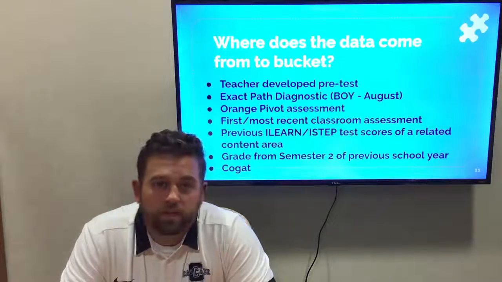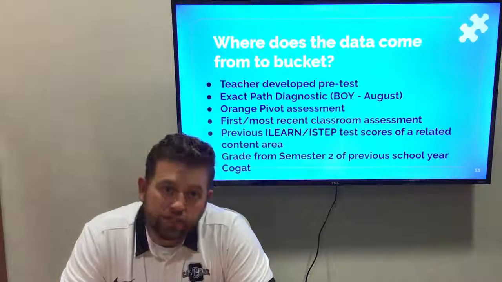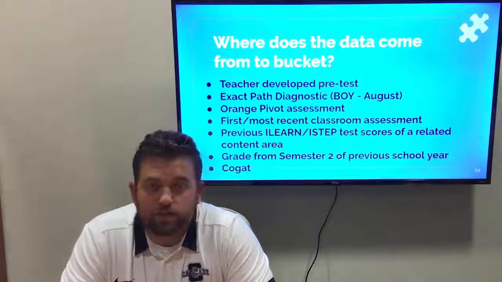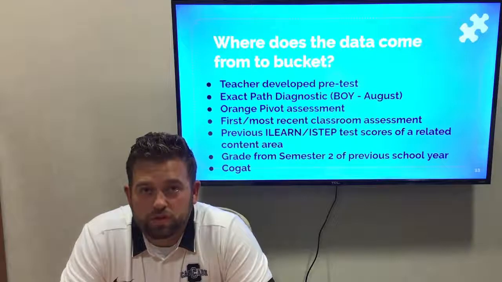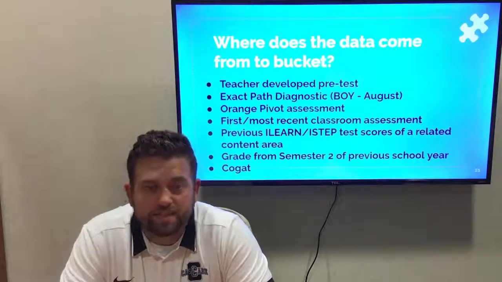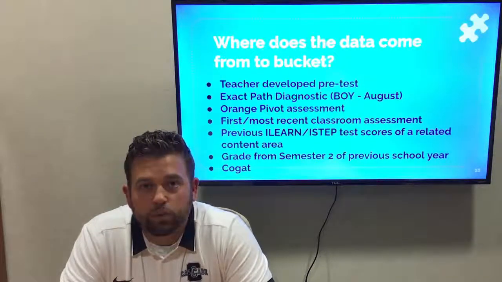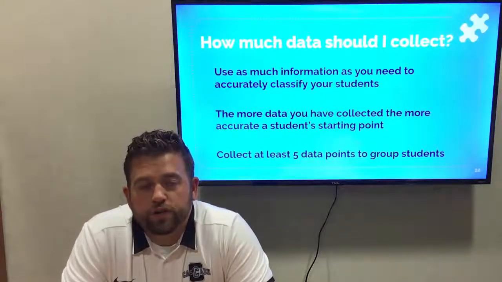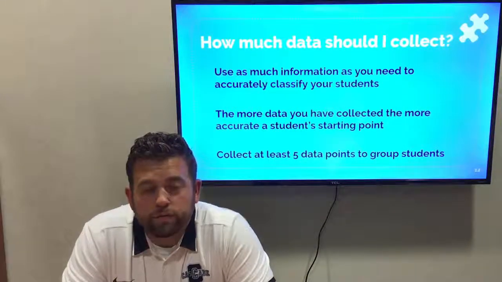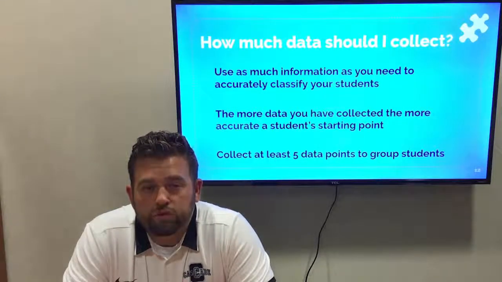If they're a 7th grader, you can look at their 6th grade spring semester grade and use that to place them. You can also use COGAT scores. This is just a starting list. It's not restricted to these data points. But from these, the goal is for you to collect at least 5 data points. The more information we have, the more accurate these groups are.